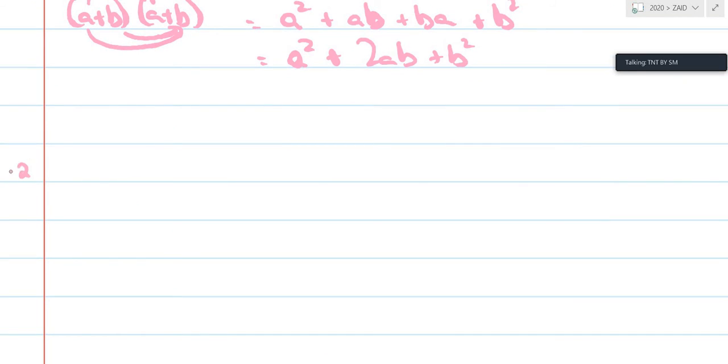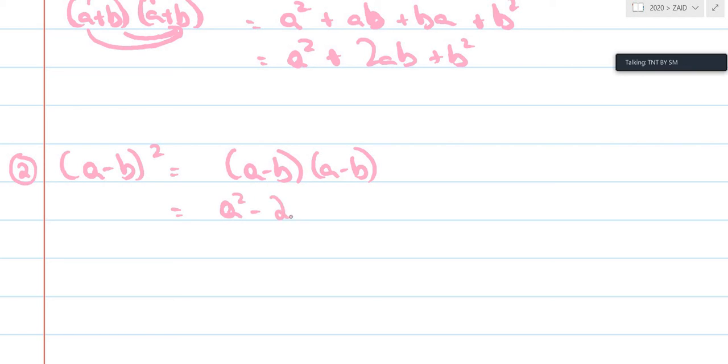Moving on to part 2, the other identity is (a minus b) whole square. This identity is the same as the previous one, but the difference is one sign. In this case, you multiply a minus b with a minus b. The result tends to be a square minus 2ab plus b square.